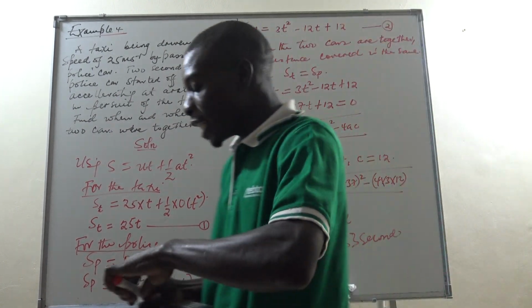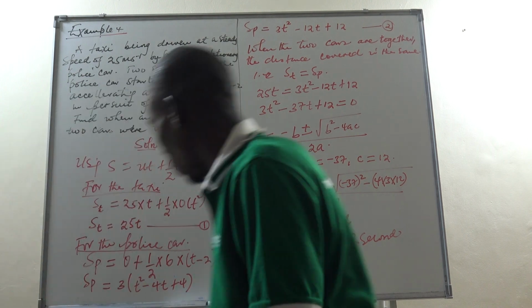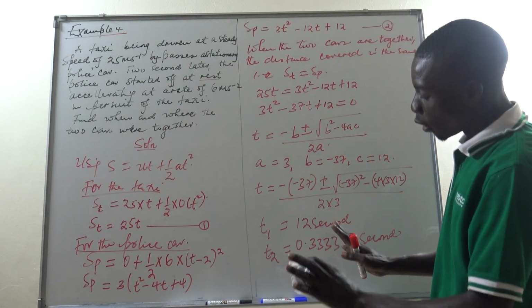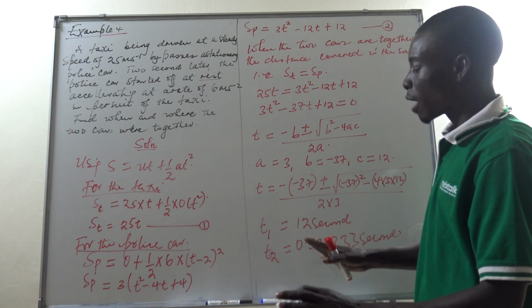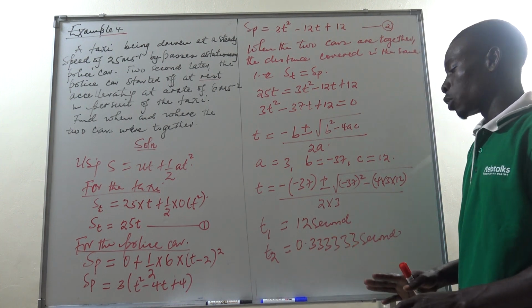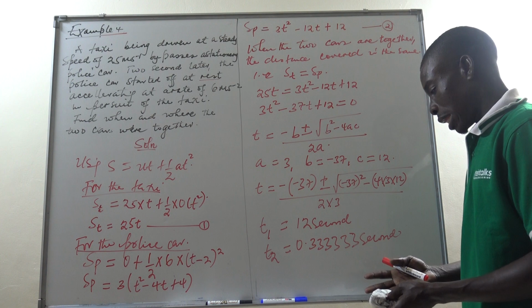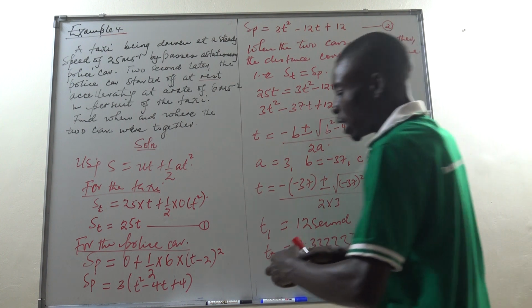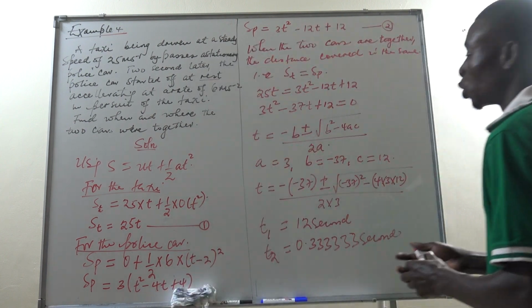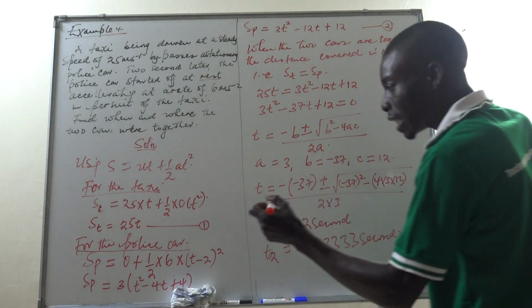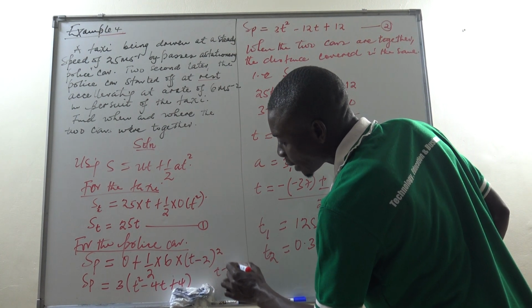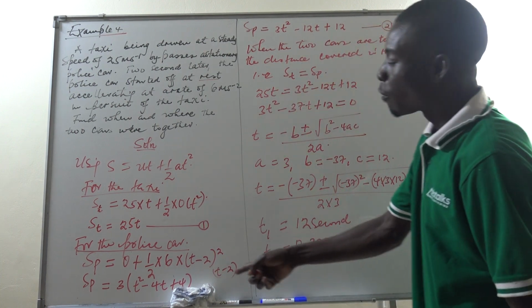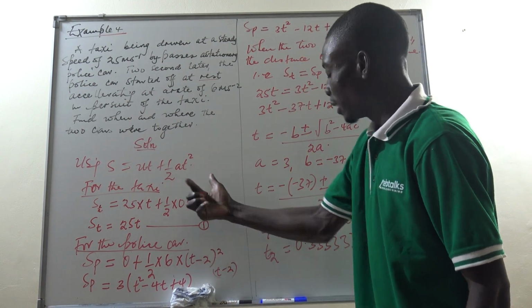And now the question is, among the two answers we have got, which one is right? All of them are positive. There is nothing negative, and you say time cannot be negative. All of them are positive. Which answer should we go with? So, let's see which answer we should choose. Don't forget, we said that for the police car, the time is supposed to be t minus 2, but for the taxi, it is just t.